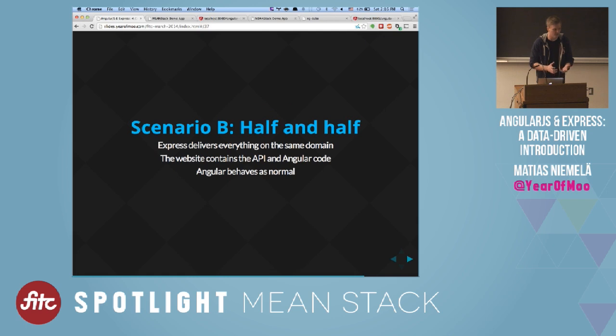So there's another scenario, which is the half and half approach, where you take all of the Angular code and you just put that into the public directory of Express's server. And that way you can communicate on the same domain, and then you can still have dynamic portions of your application. So for example, if you had some authorization-related tokens or a username, you could display that in the index.html file, and Angular could read that.